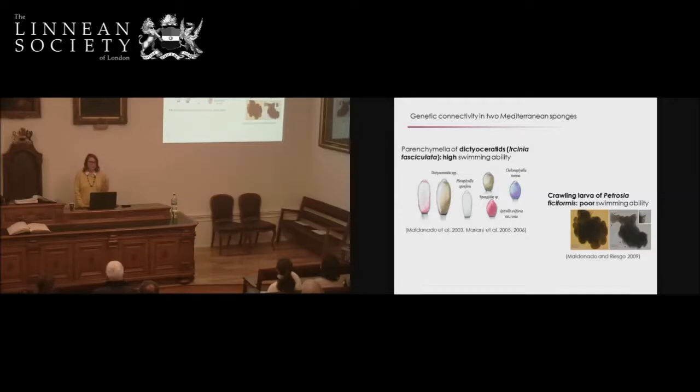Ircinia fasciculata has this larva that is a tufted parenchymella that you see on the left side of the slide. They are what we call in the sponge world larvae with high swimming abilities. That means super slow larvae, but still for a sponge, they have high swimming abilities. And what is really, really important is that they can be in the water column for about 2-3 weeks. That is a long time for sponges. And then we have Petrosia ficiformis with this crawling larva that is really slow, and it doesn't go anywhere.